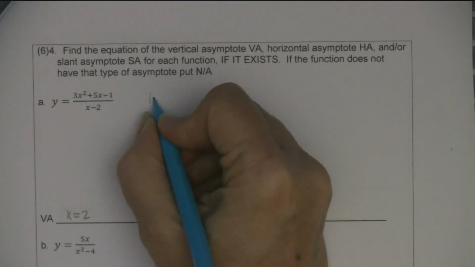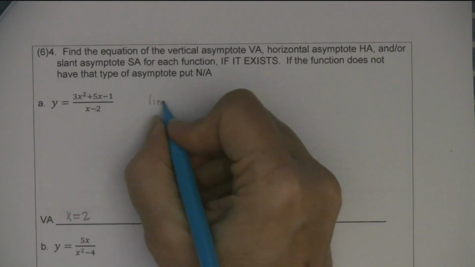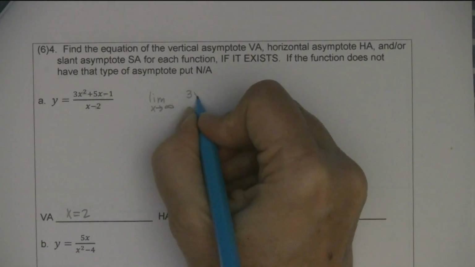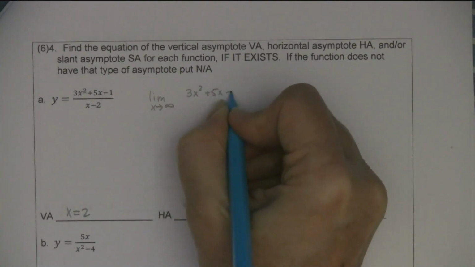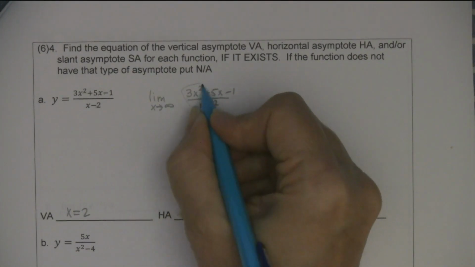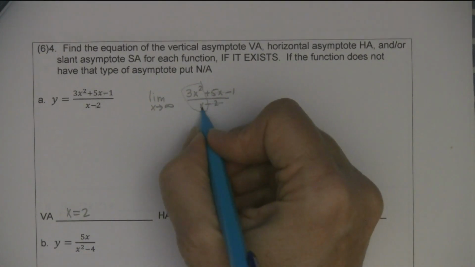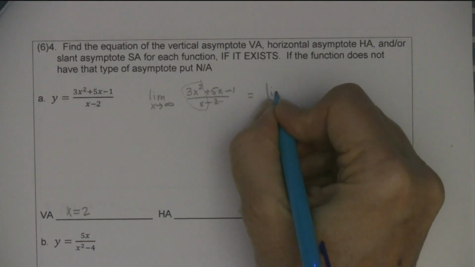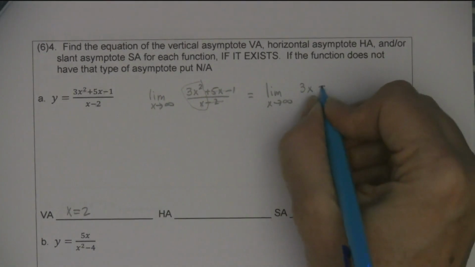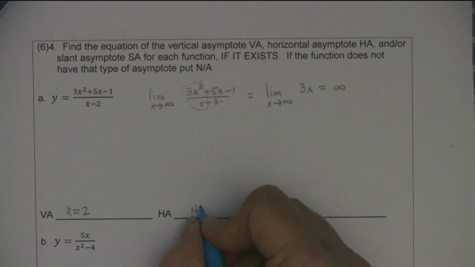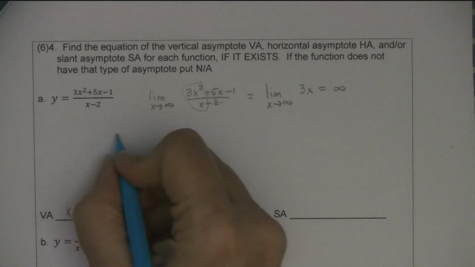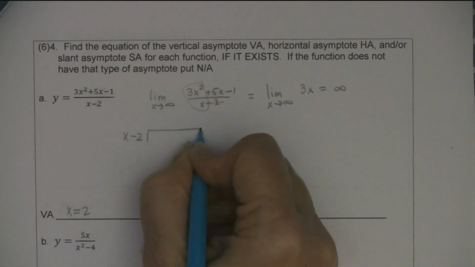There is not a horizontal asymptote because of the limit of my function as x goes to infinity or negative infinity, of 3x squared plus 5x minus 1 over x minus 2. Dominant term analysis, ignoring the other terms, gives me that this is going to 3x, which is going to infinity. That means there's not a horizontal asymptote, so when you long divide, you'll find the slant asymptote. So I'll long divide and find the slant asymptote.